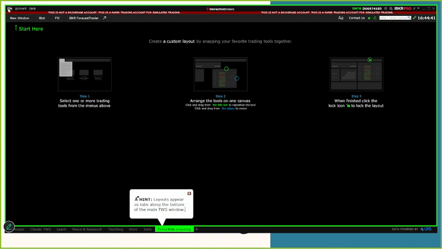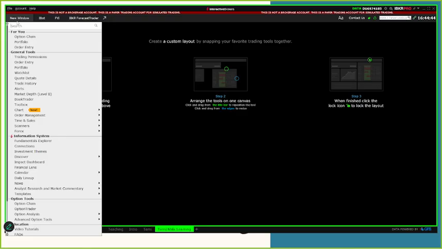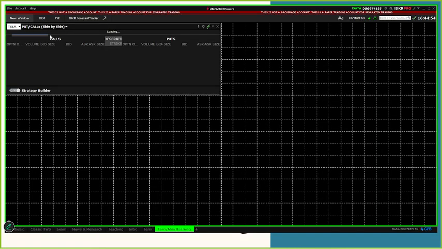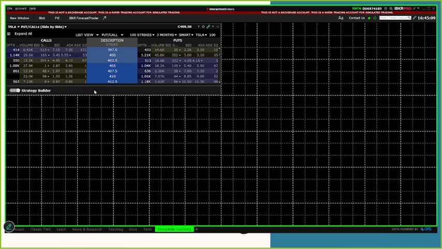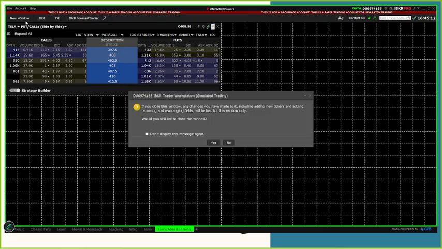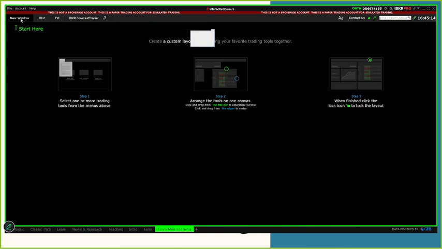So you go into new window, click new window, then do option chain, the one at the first. You should see option chain. Now you're gonna drag this thing. So option chain. You've seen option chain. Click it.